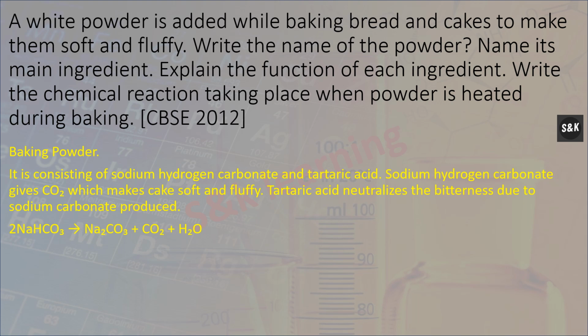A white powder is added while baking bread and cake to make them soft and fluffy. Write the name of the powder, name its main ingredients, explain the function of each ingredient, and write the chemical reaction that takes place when the powder is heated during baking. Baking powder consists of sodium hydrogen carbonate and tartaric acid. Sodium hydrogen carbonate gives CO2 which makes the cake softer and fluffy. Tartaric acid neutralizes the bitterness due to the sodium carbonate produced.